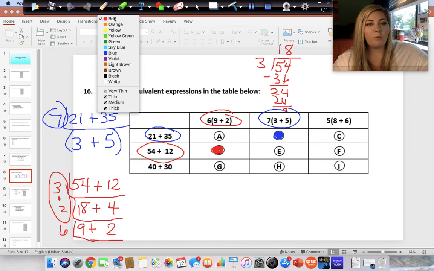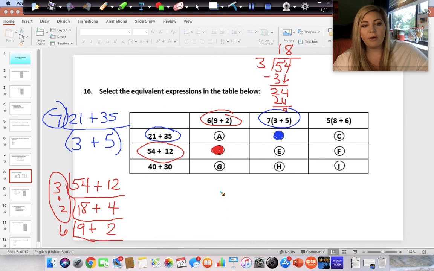Okay, and then we've got one more. Let's do it in sky blue. Okay, so we've got 5 on the outside. And why did I just do that? Obviously we know it's going to be I, right? Because that's the last one. But I'm going to show you how it's done.